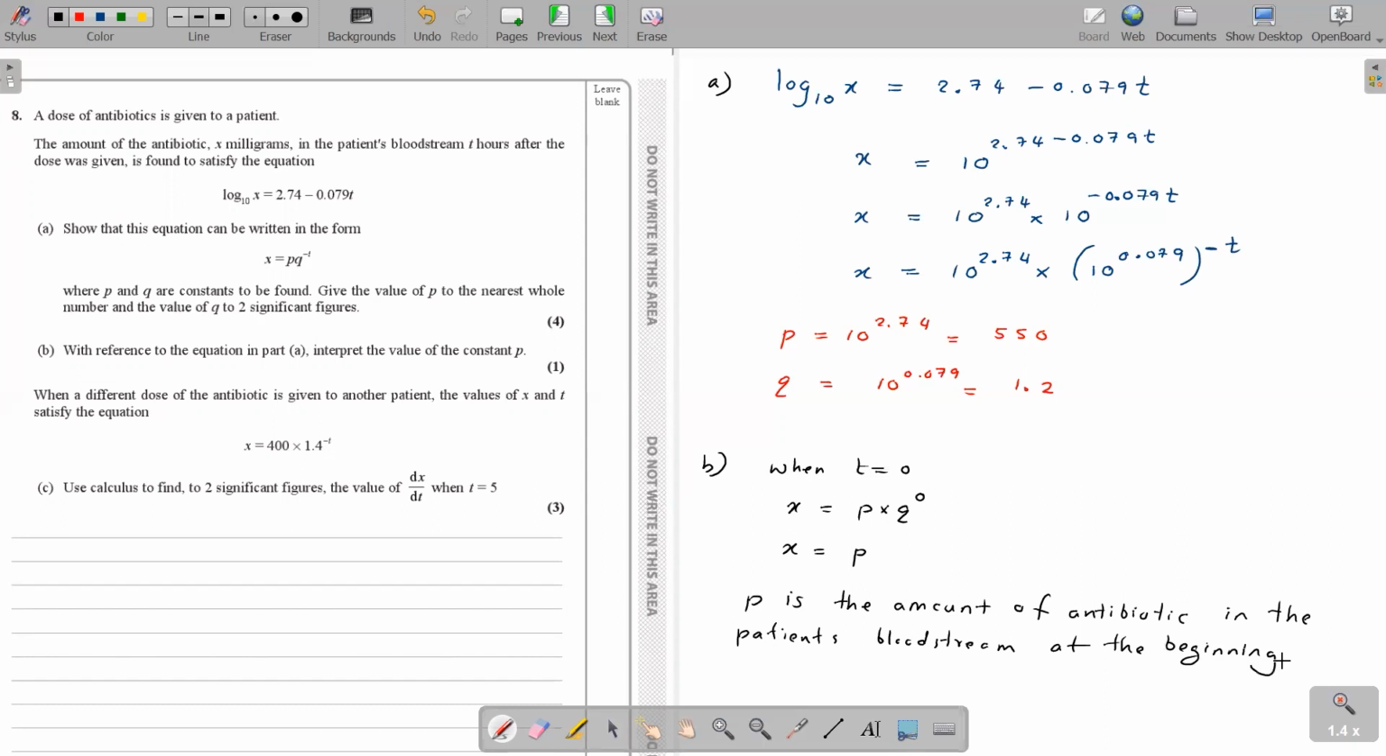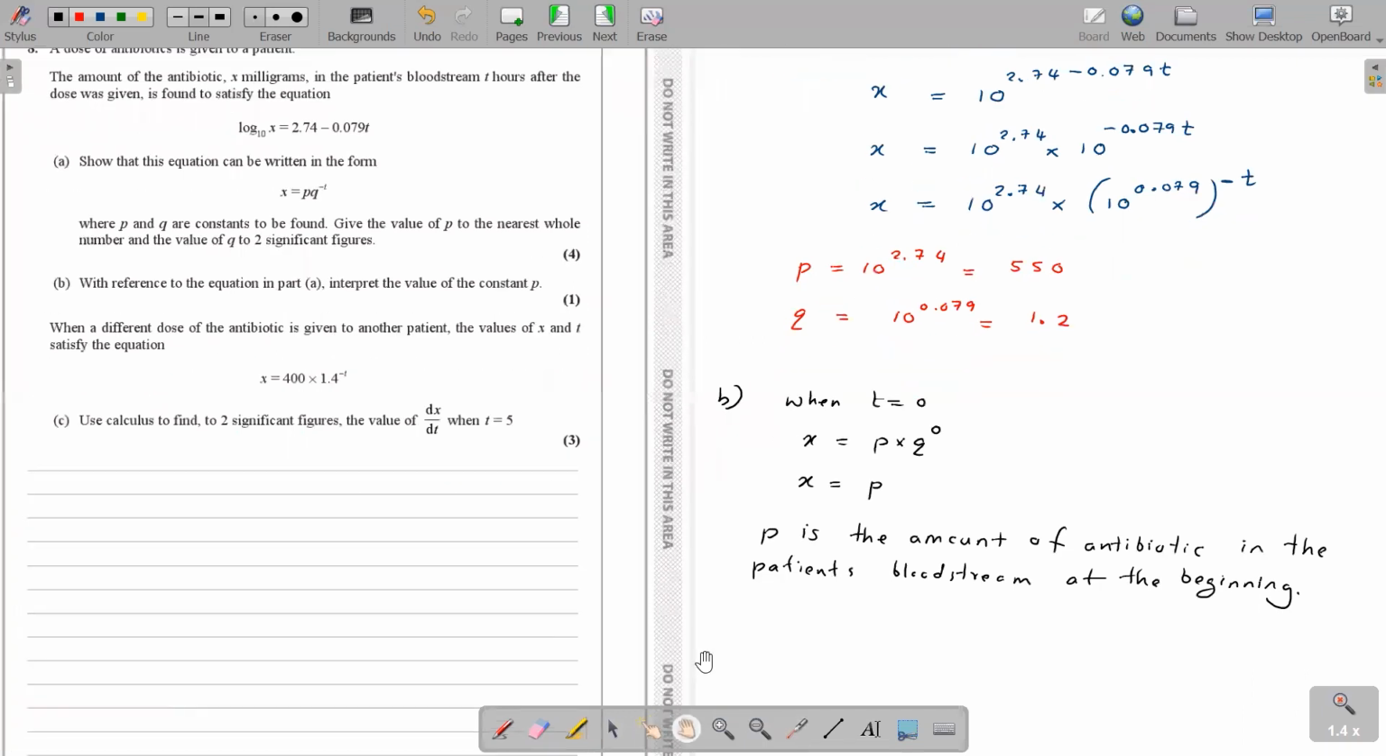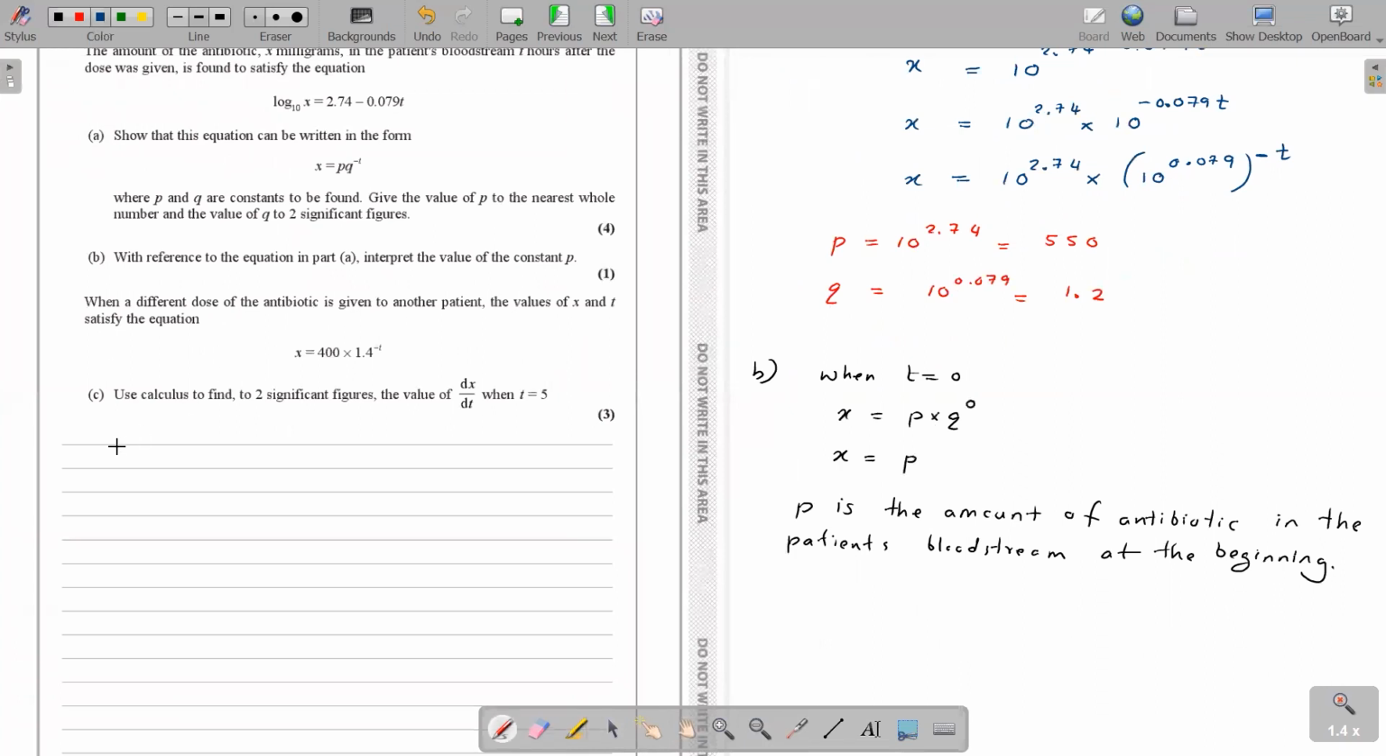Okay, then the next part. They say when a different dose of the antibiotic is given to another patient, the values of x and t satisfy this equation: x equals 400 times 1.4 to the power minus 3t. Use calculus to find, to two significant figures, the value of dx by dt when t equals 5. What do you need to do here? Differentiate to get dx by dt.